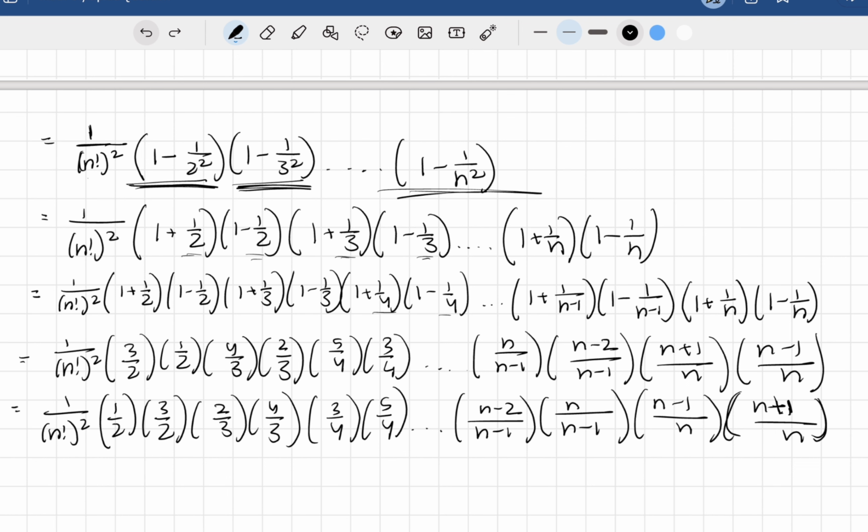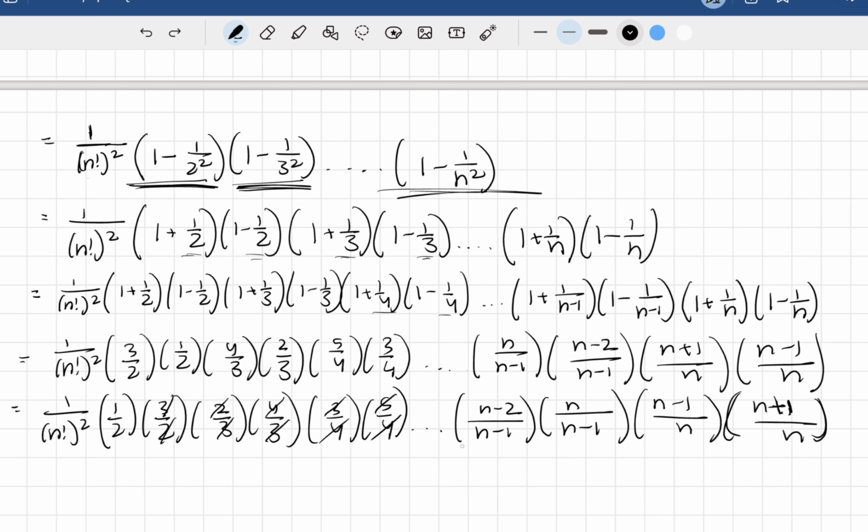Now let's see what will cancel out. We see that this 3 and this 3 cancel out. We see that this 2 and this 2 cancel out. This 3 and this 3 cancel out. This 4 and this 4 cancel out. And as we continue, this 4 is probably going to cancel out with whatever terms over here. That 5 will also cancel out. Now, let's start to move over here. So overall, in the middle, almost everything will cancel out.